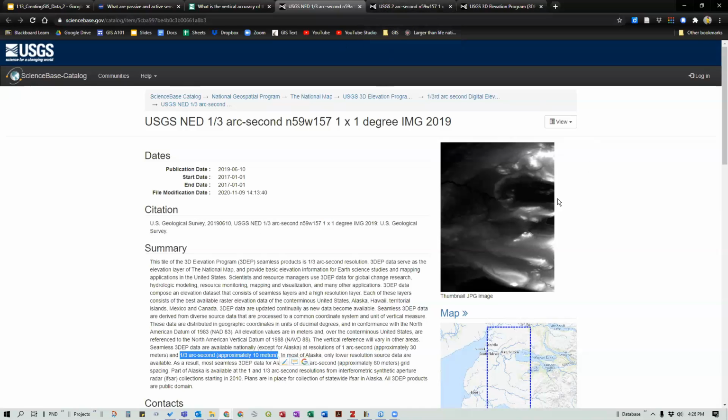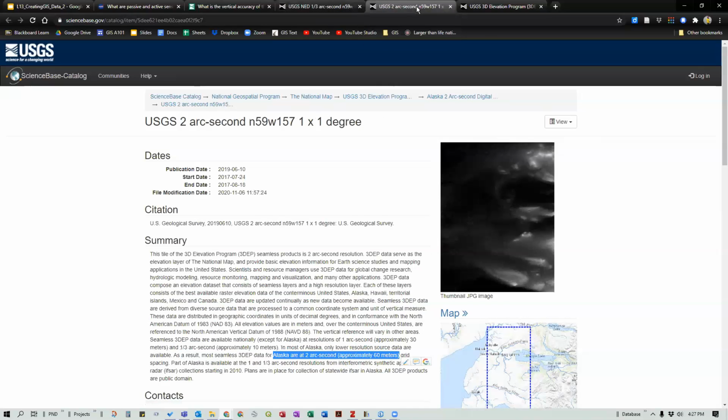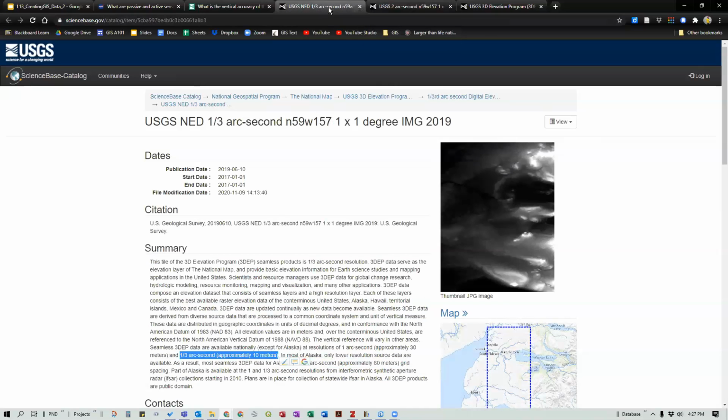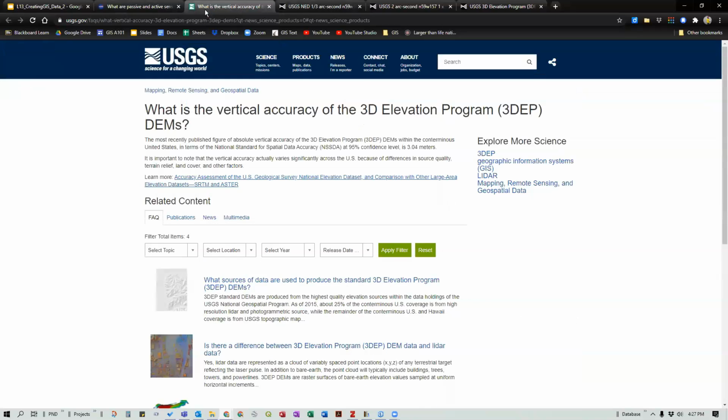So that tells us about the resolution of this data, but it doesn't answer the question of how accurate this data is, right? I can have a very high resolution image be totally inaccurate in its spatial location. So you have to do a little bit more digging to get the answer for that for the 3DEP program. And even then, you have to understand what that answer is telling you.